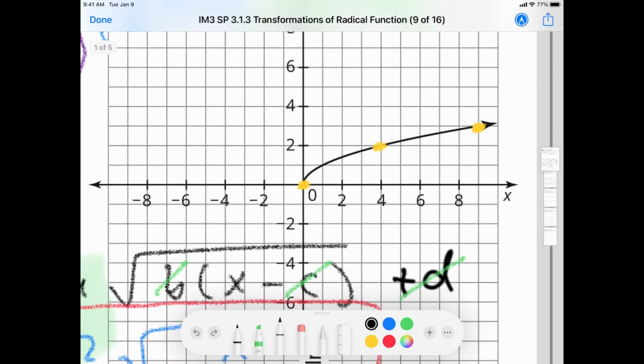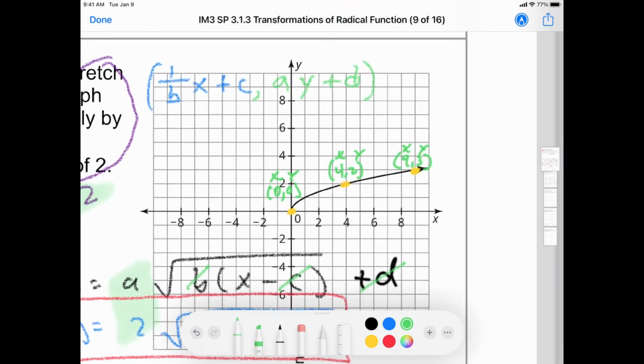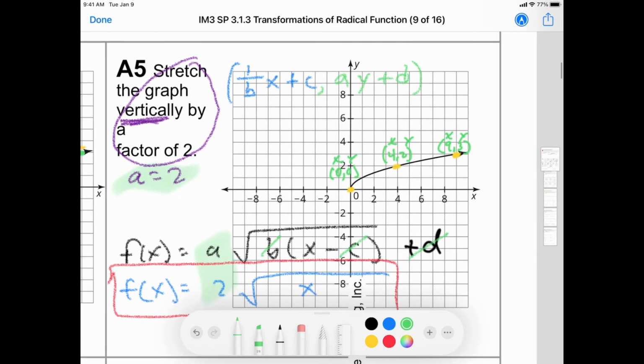I should probably use the pen function, so let's use... that's way too big. (0, 0), (4, 2), and (9, 3). X, Y, X, Y. Okay, so if you're taking an a value that is 2, you just put the 2 here, so you're essentially going to have x, comma, 2y.